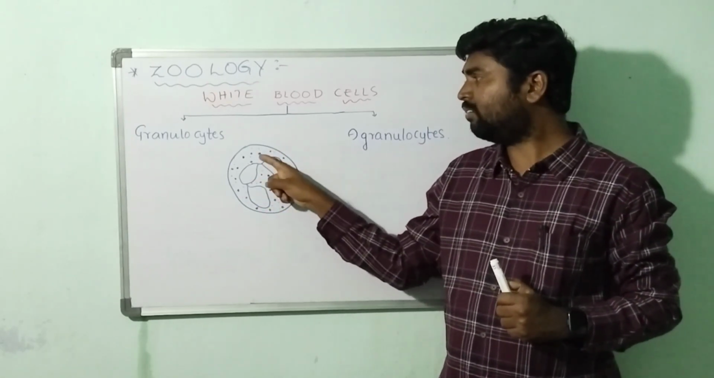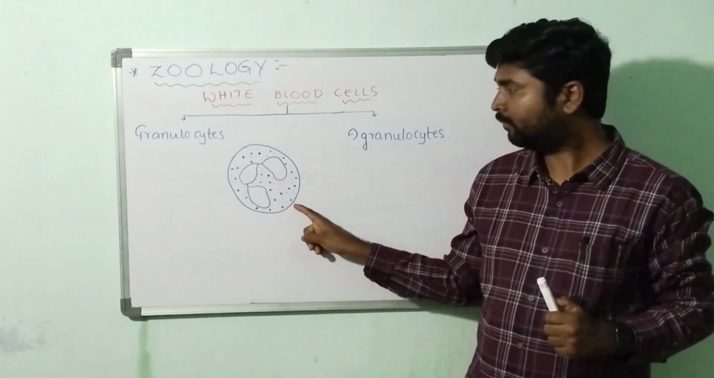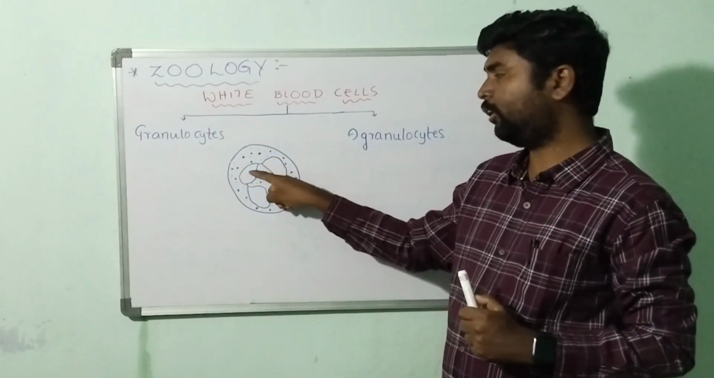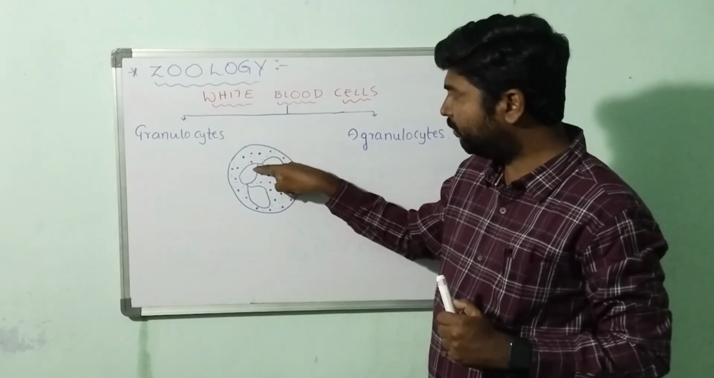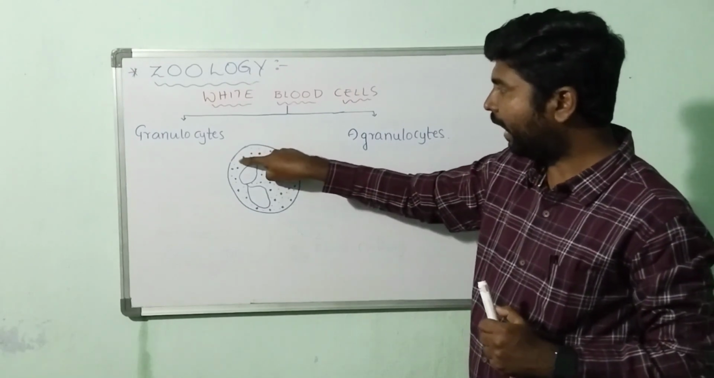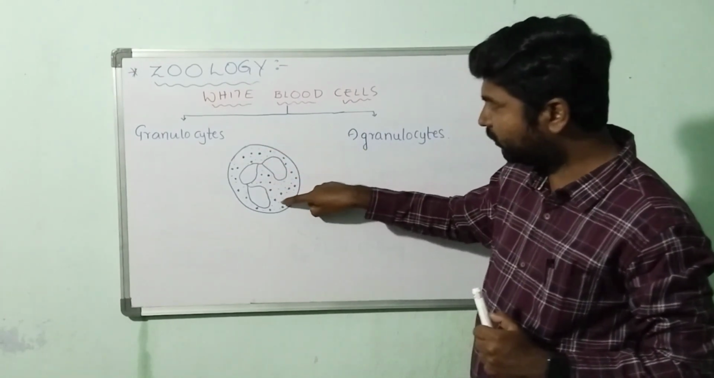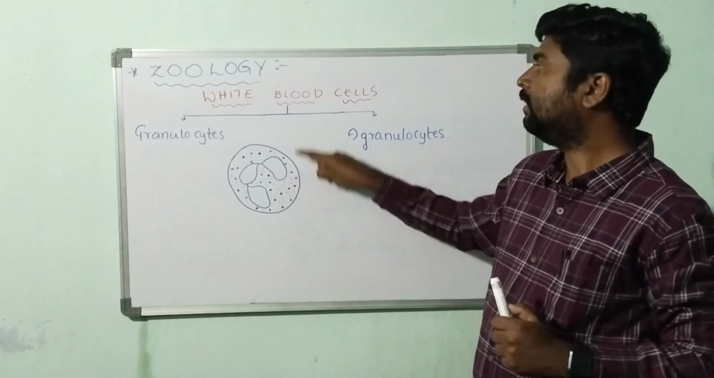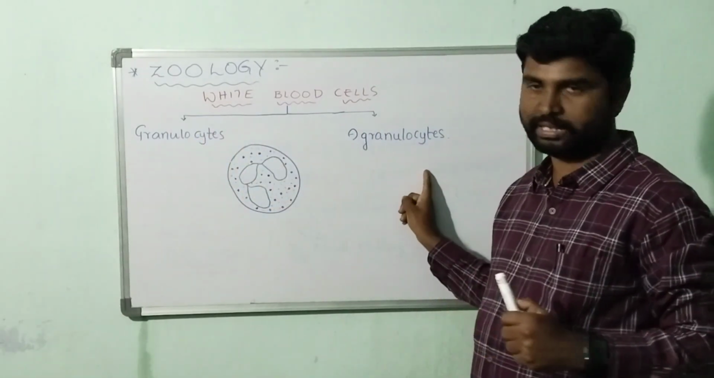Then, based on the granule-like structures present in the cytoplasm: consider this is the cell wall and this is a nucleus with 2 to 3 lobes. Between the cell wall and the nucleus, this entire part is called cytoplasm. In this cytoplasm, granule-like structures appear. Based on these granules, white blood cells are of two types: granulocytes and agranulocytes.